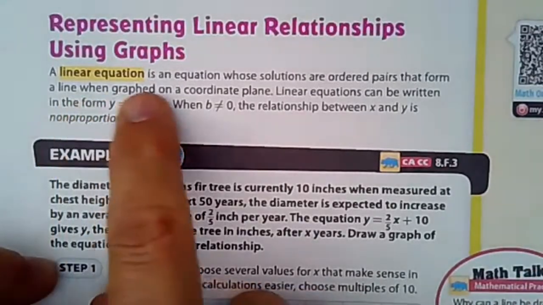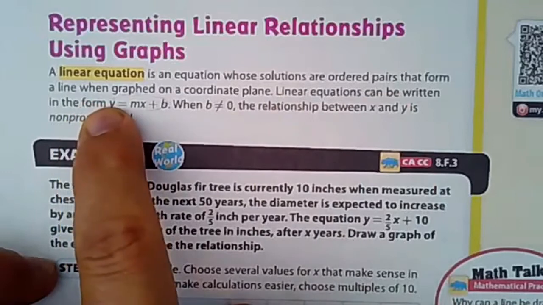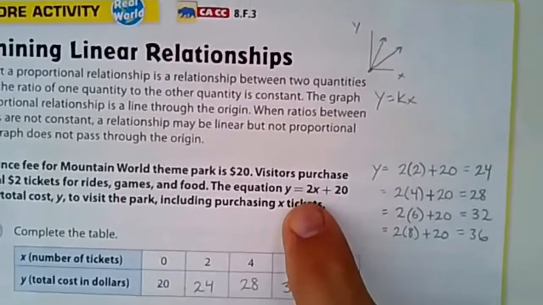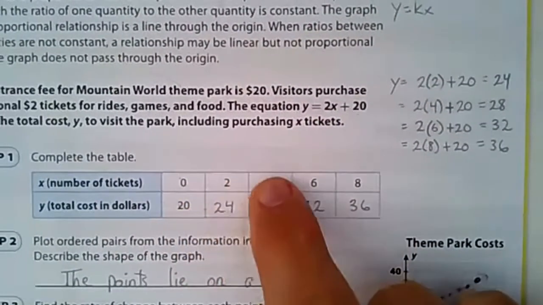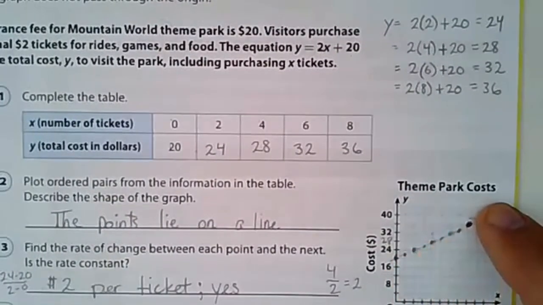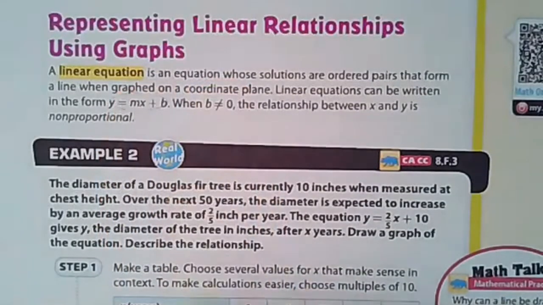So that is that. Now, what we got is more representing linear relationships using graphs. So a linear equation is an equation whose solutions are ordered pairs that form a line when graphed on the coordinate plane. And that's what this was here. This was a linear equation because when I graphed the ordered pairs on this line, it made a straight line. That's what a linear equation is. That's what this statement is saying here.